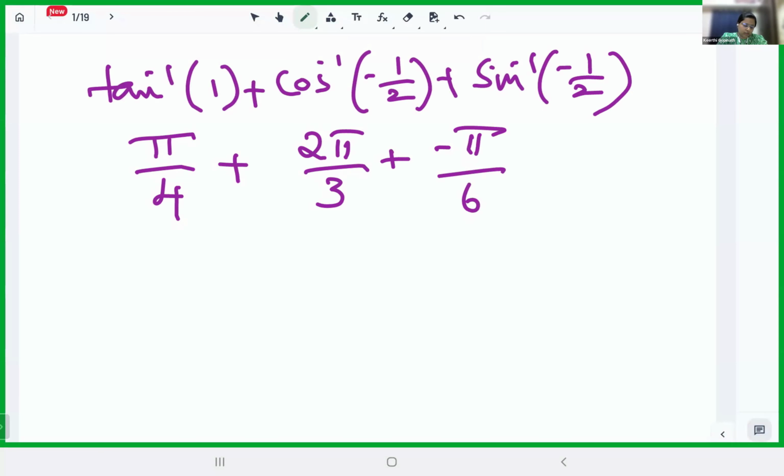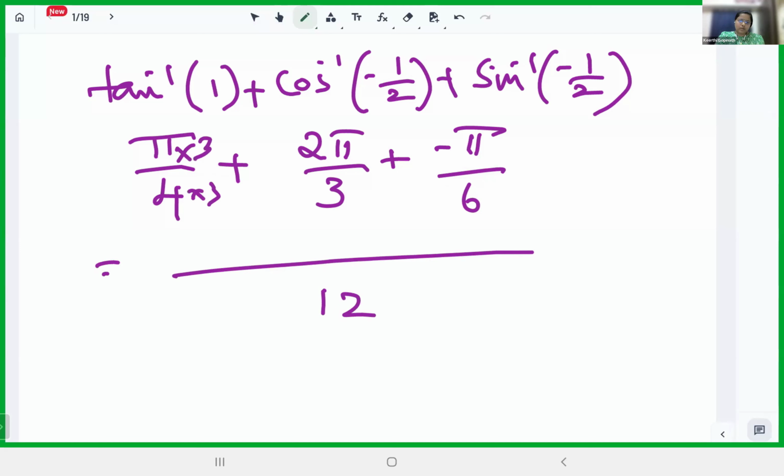Okay, is that clear to you all? Now, what we have to do, we have to simplify it. We have to find out the LCM. LCM of 4, 3 and 6 is 12, right? So, you have to multiply in order to make it 12. You have to multiply the numerator also with 3, right? 4 into 3 will give you 12. So, pi into 3, the numerator will become 3 pi. And here it is 4 into 4, right? 2 pi into 4, here also into 4. Okay, so it will become 8 pi.